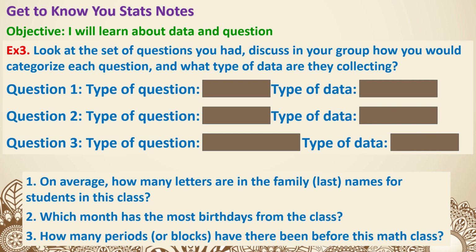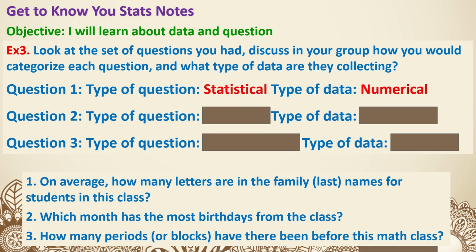Okay, next, look at the type of question you had. Discuss in your group how you would categorize each question and what type of data they are collecting. So if you look at all of your question 1, for example, this is one of the questions: On average, how many letters are in the family names for students in this class? When you ask, you're going to ask how many letters in your last name. So it's going to be statistical because technically they're different. And the data you're going to get is going to be numerical or quantitative.